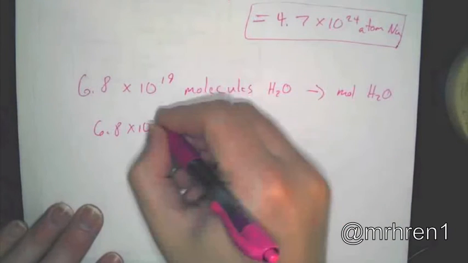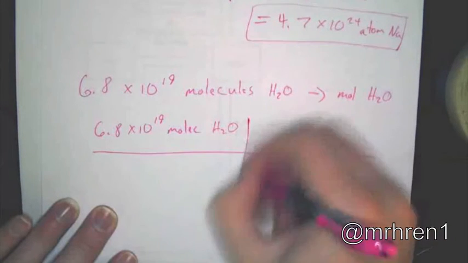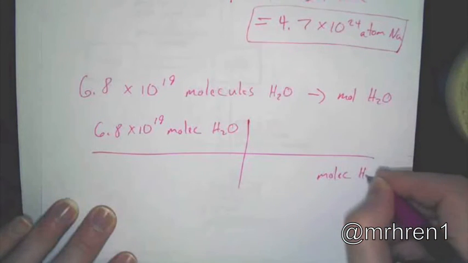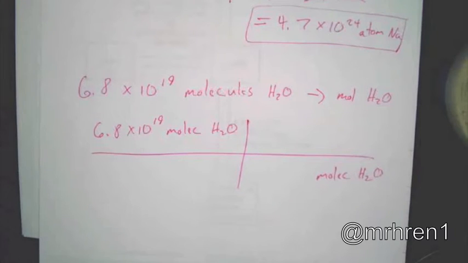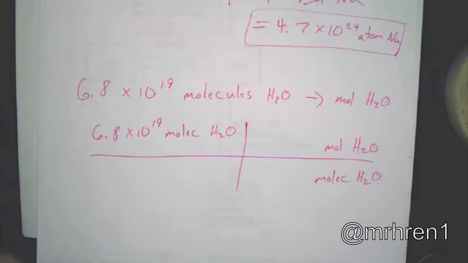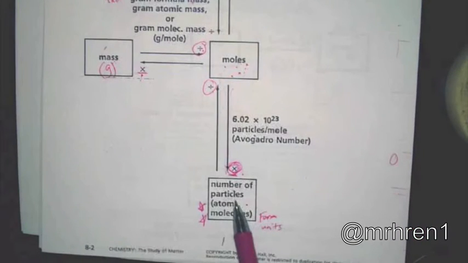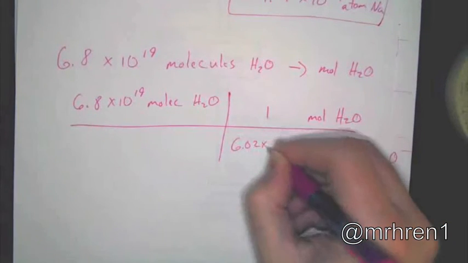6.8 times 10 to the 19th molecules of H2O. Now I abbreviate molecules MOLEC. You can't abbreviate anything with an M because M means something else, and lowercase m means something else. You just gotta abbreviate it like that. Your goal goes on top, and if you think about it, look at your chart. Molecules, 2 moles, you divide by Avogadro's number. So 1 mole, 6.02 times 10 to the 23rd.